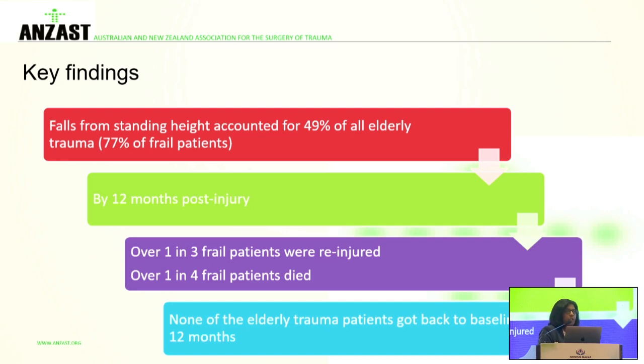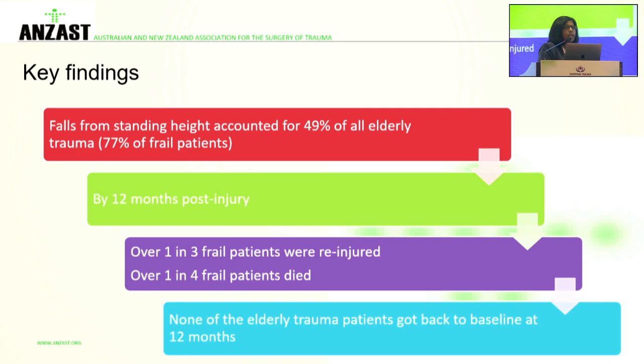By 12 months post-injury, when we looked at all the data, 1 in 3 frail patients were re-injured. And so that's significant. And 1 in 4 frail patients died. So that's like, even if you treat them, when you assess them over 1 year, 1 in 4 frail patients would die. And none of the elderly trauma patients got back to baseline at 12 months. So that's also very interesting, because even if they were pre-frail or non-frail, still they didn't come to their baseline.